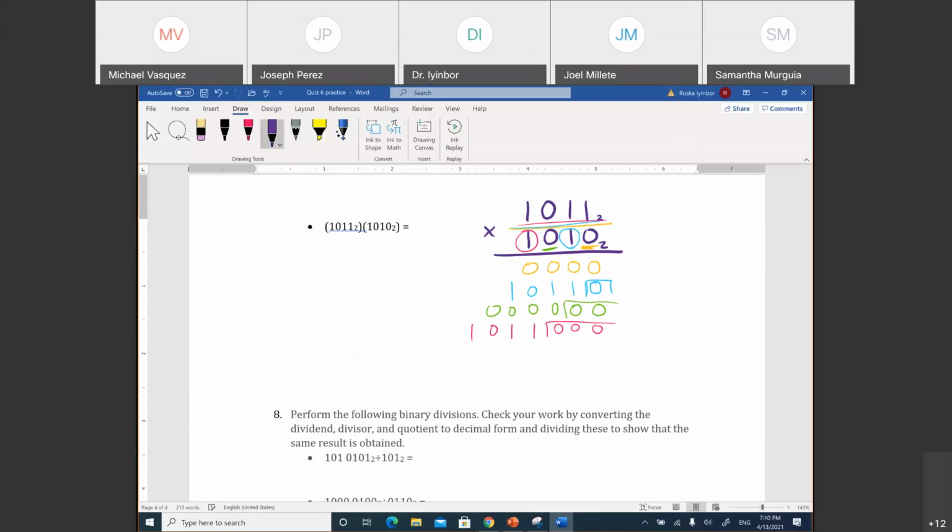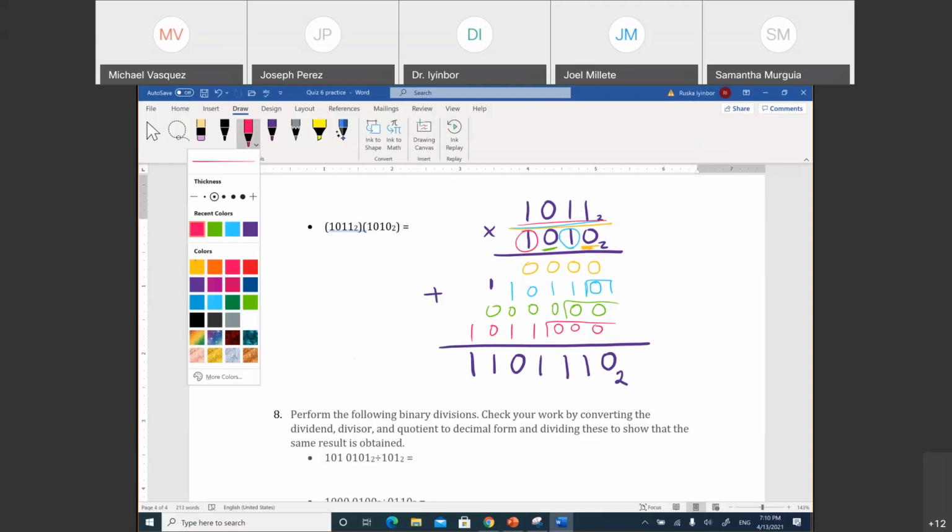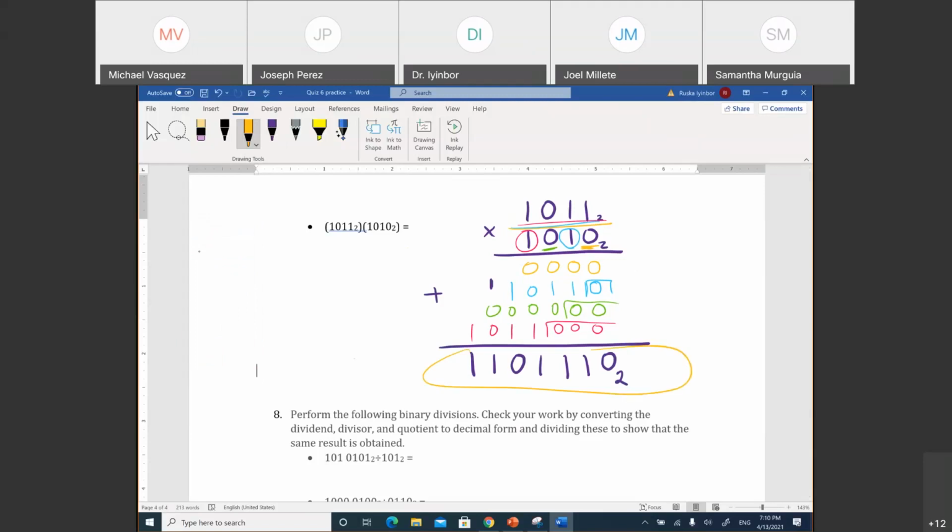And then after that, I'm going to add all these 4 rows. So I'm going to start with 0, 0. That's going to give me 0. Then I have a 1, and then another 1, and another 1. And then here I have 1 plus 1 is 0, and I carry 1, and that's 1 and 1. So just bring it down. And that's my final answer. Okay? Any questions about multiplying?